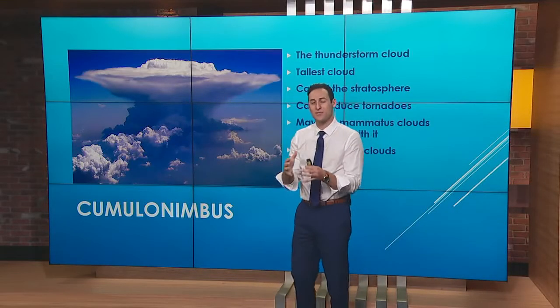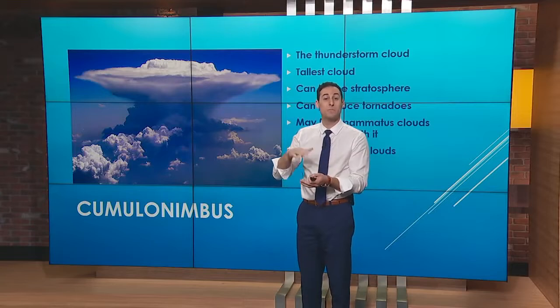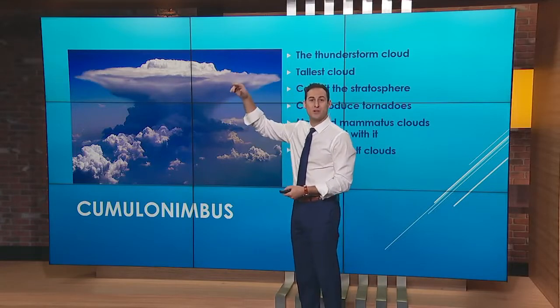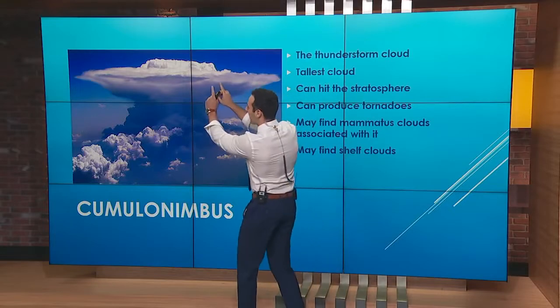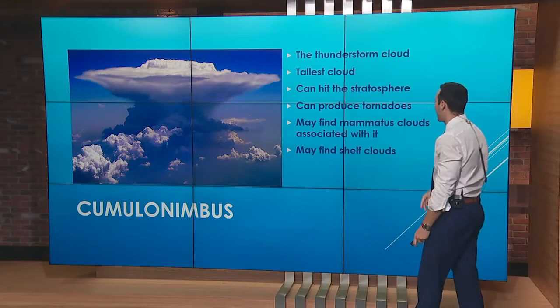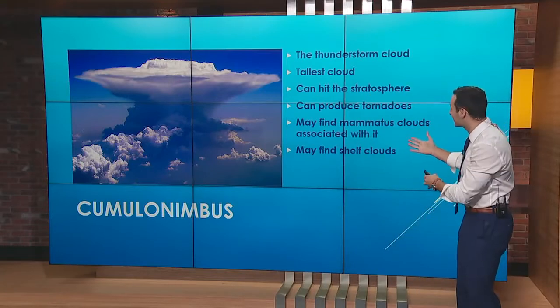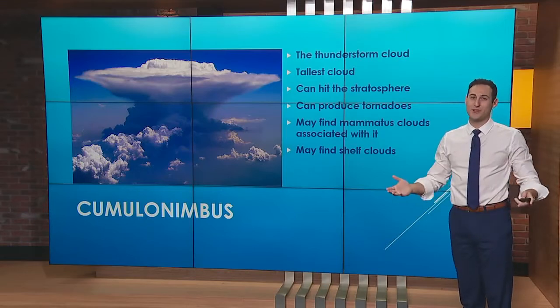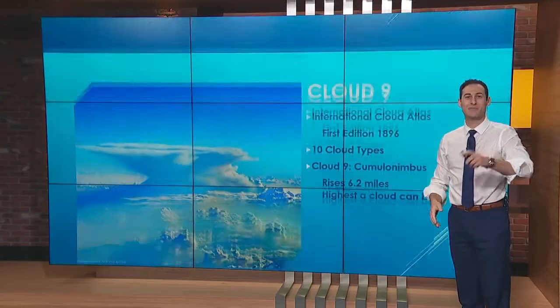So the stratosphere is a very stable layer of the atmosphere above the troposphere, meaning that air has a hard time getting there. It doesn't rise through, it only sinks. So when it hits the stratosphere, it kind of spreads out over that invisible ceiling and creates an anvil. So you could find mammatus clouds associated with it, and you may even find shelf clouds too. If you don't know what those are, don't worry, I'm breaking them down right here.